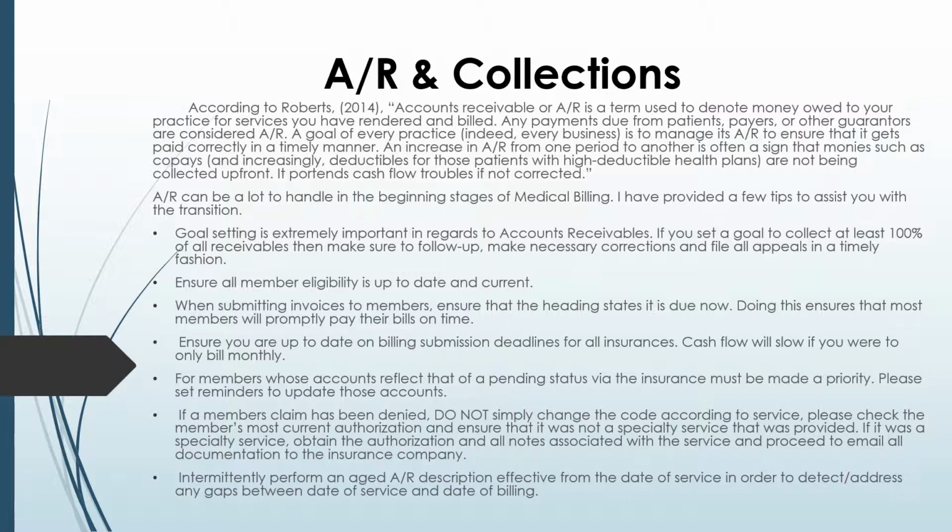Tip 5, members whose accounts reflect a pending status via the insurance must be made a priority. Please set reminders to update those accounts. Tip 6, if a member's claim has been denied, do not simply change the code according to service. Please check the member's most current authorization and ensure that it was not a specialty service that was provided. If it was a specialty service, obtain the authorization and all notes associated with the service and proceed to email all documentation to the insurance company.